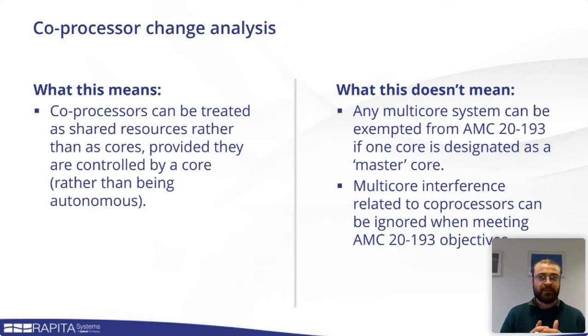Another thing that it does not mean is that multi-core interference related to coprocessors can be ignored when meeting AMC 2193 objectives. And we'll have a look at that in a bit more detail with the example on the next slide.